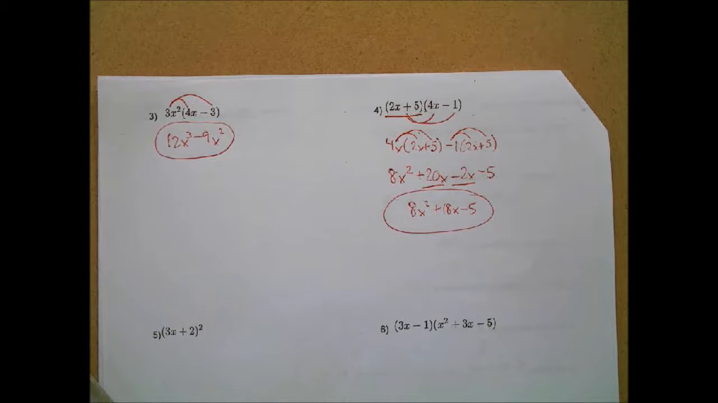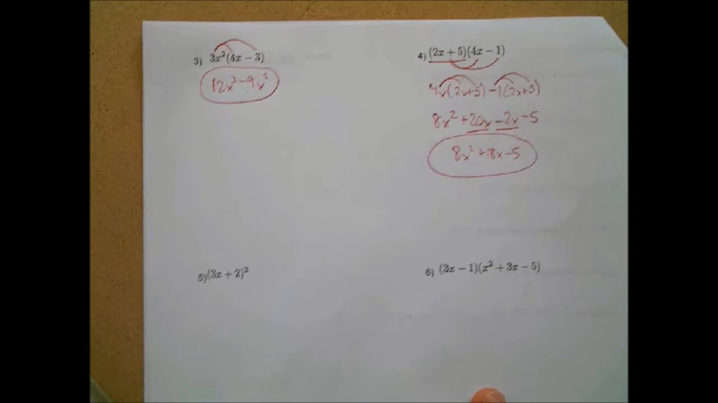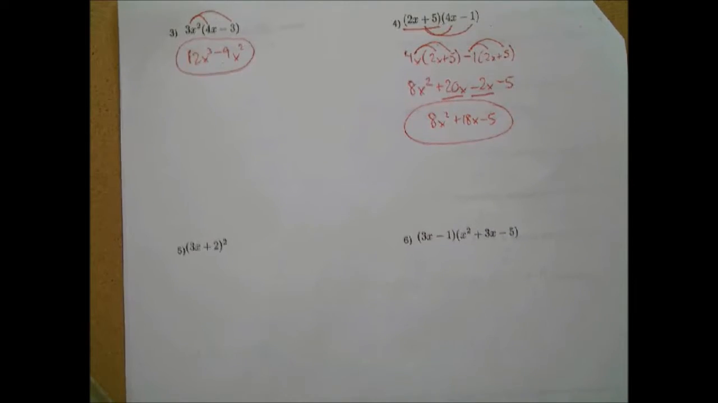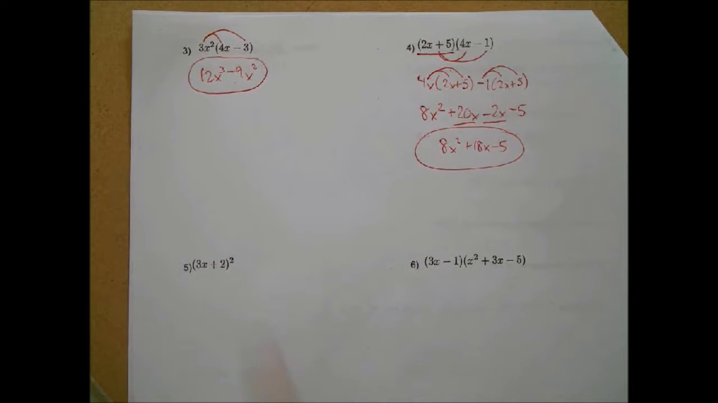Questions on number 4? All right, let's skip then to number 5. I just finished writing that. Oh, I can zoom out a little bit there. Okay, number 5. 3x plus 2 quantity squared.